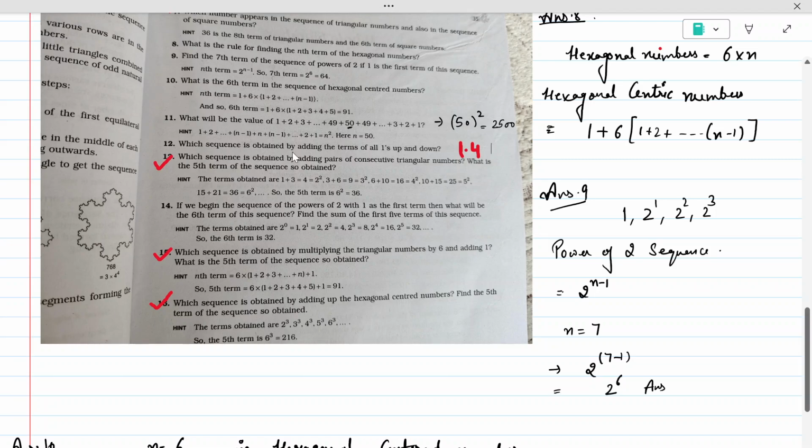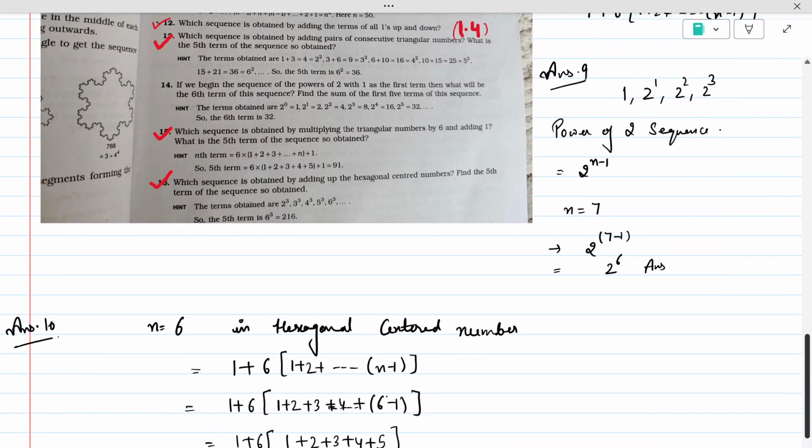Next, which sequence is obtained by the terms of all ones up and down? So kids, you have to tell me this because we have already done this part. Okay, this I'm leaving up to you. We have done this. I'm marking it in red. We have already done this. Okay, question number 13 is from NCERT, so I'm leaving this. It is from exercise 1.4. 15 and 16 are also from there. So we are left with only one question, that is question number 14.